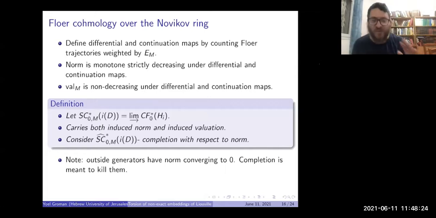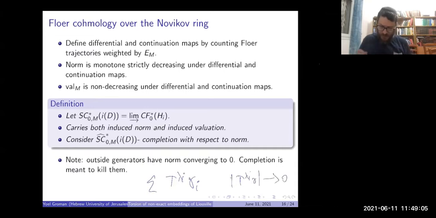But what it does is two things. First, I'll say in words what it does. It kills anything whose norm converges to zero, and you also allow infinite sums. You get certain infinite sums, like an infinite sum of T^(lambda_i) gamma_i, as long as the norm of the gamma_i goes to zero. Then such sums are allowed. So the completion is meant to kill these outside orbits.